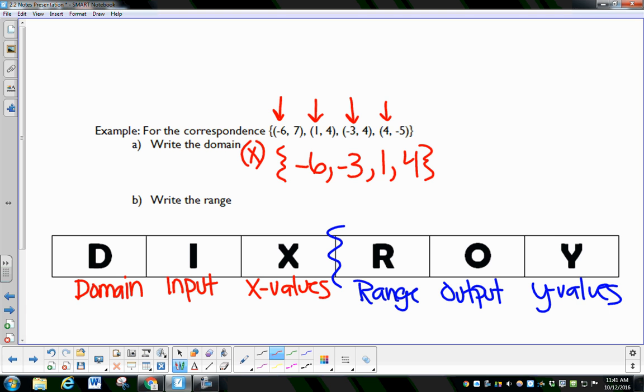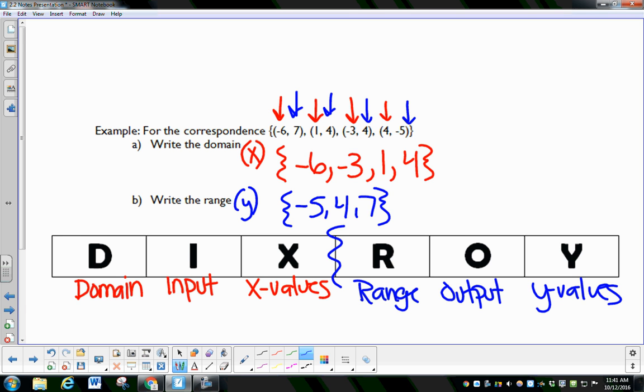Now let's write the range. The range is the y values. So we've got some y values here, 7, 4, 4, and -5. So we're going to write the range. Now remember, we're writing a list of what it could be, so we don't have to list 4 twice. We can just say, well, y could be -5, 4, or 7.